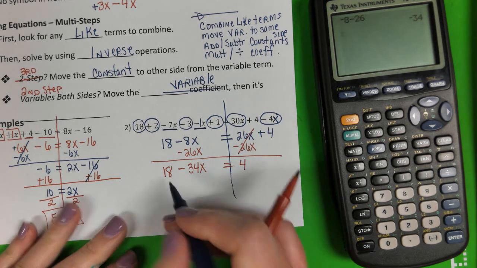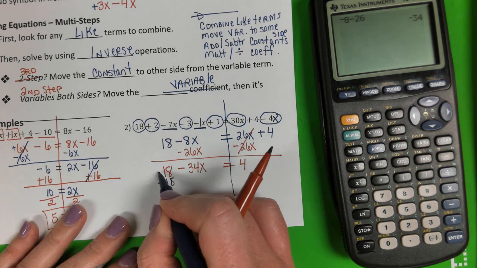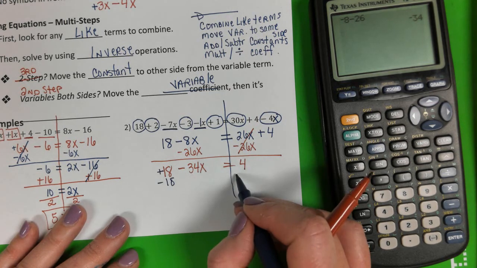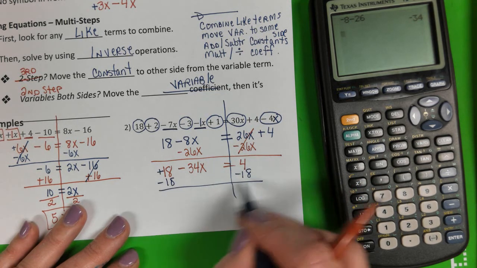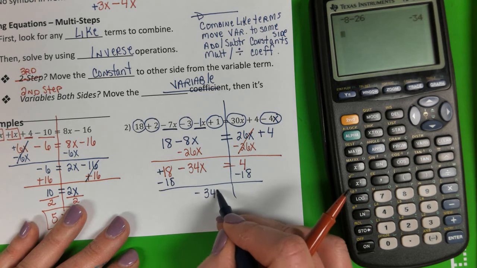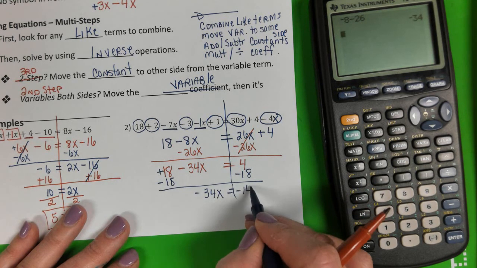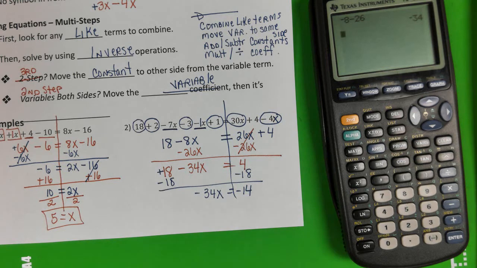Okay, now we need to move the 18. It's positive, so I'm going to subtract it. That gives me negative 34x equals negative 14. Again, pick up that calculator.